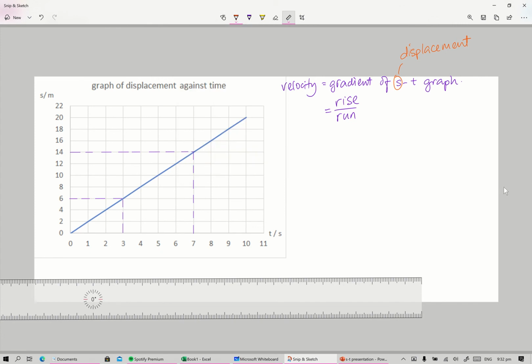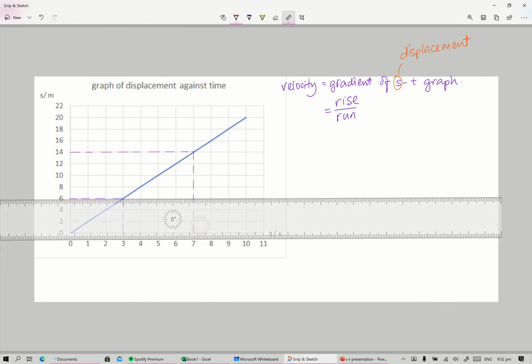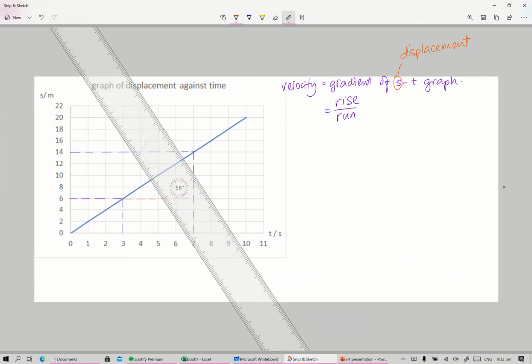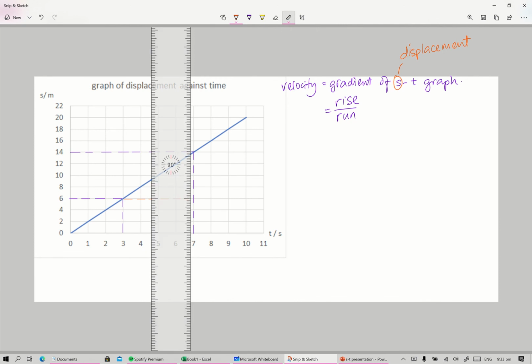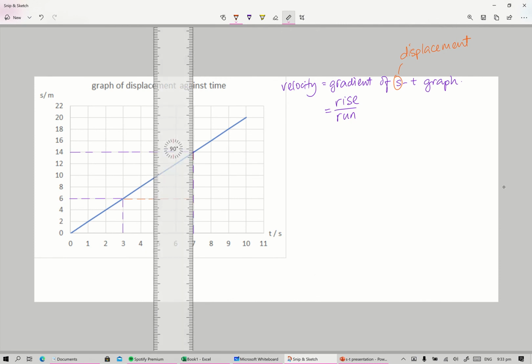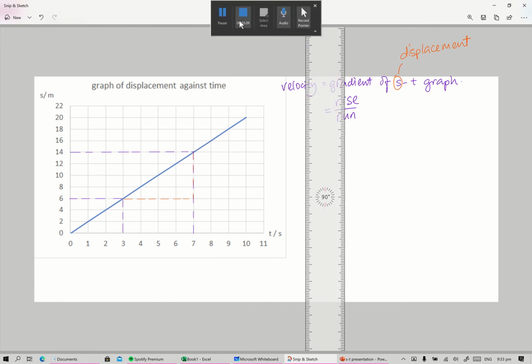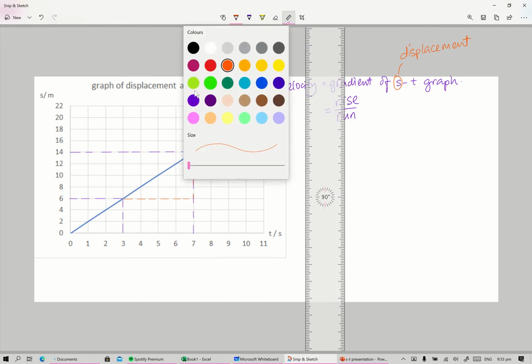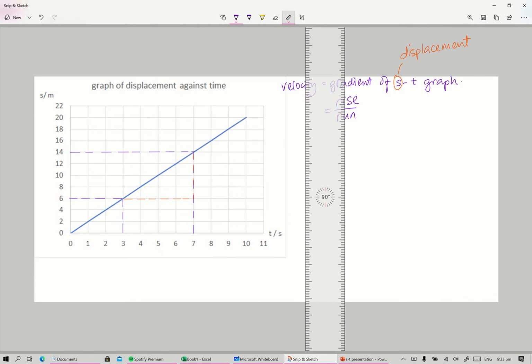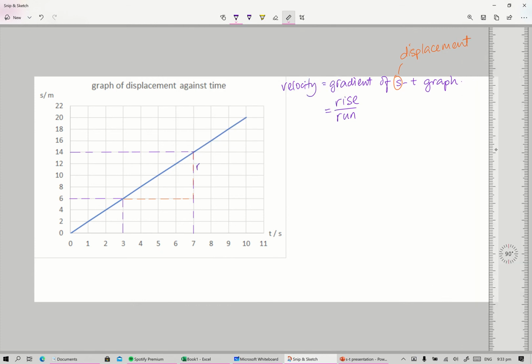Let me demonstrate in different ink. Okay, here's your right angle triangle. Right, so this is your right angle triangle. And to illustrate rise over run, this is rise. I'll write it further away. This is rise. And this is run. Okay, rise over run.